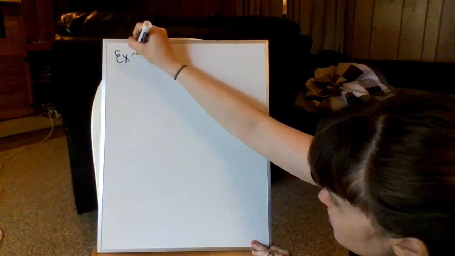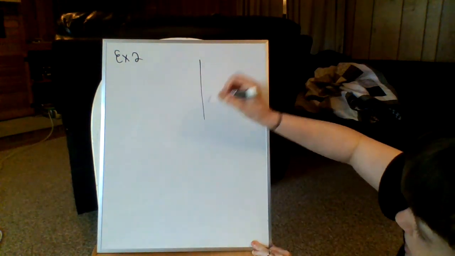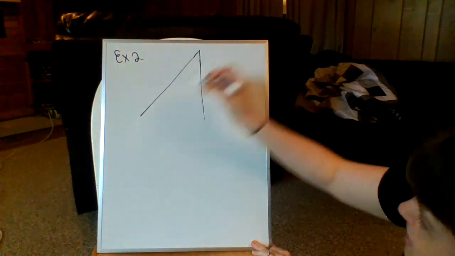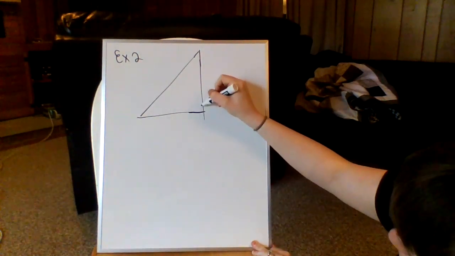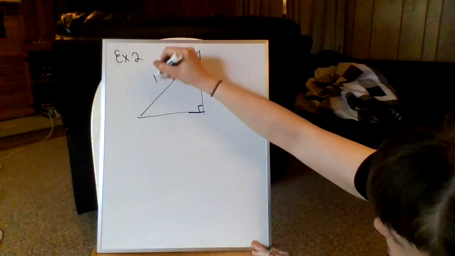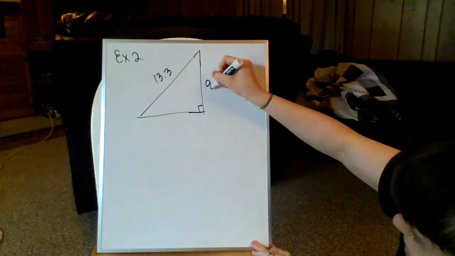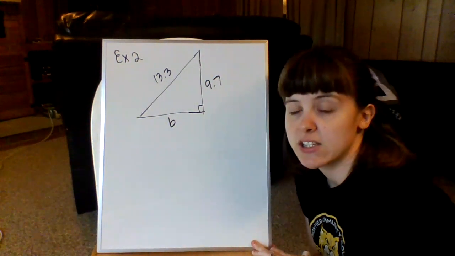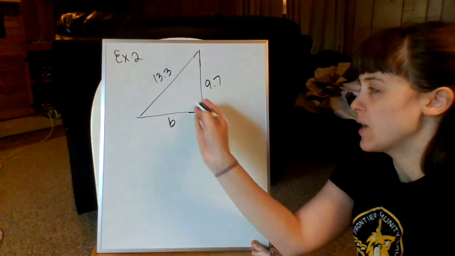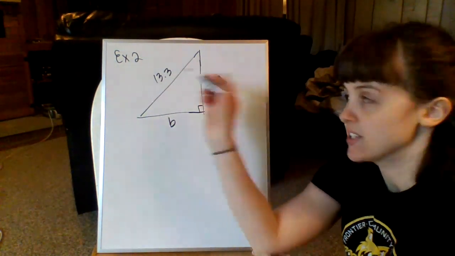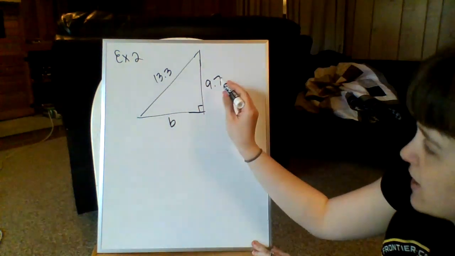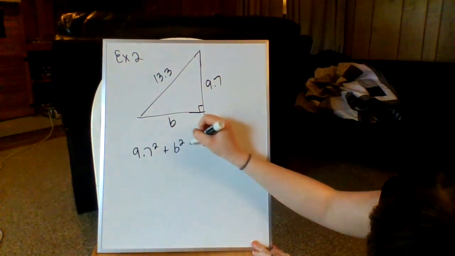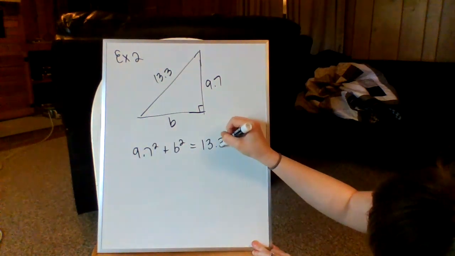Alright, so example 2 looks at something like this. Alright, so this is 13.3, this is 9.7, and we're calling this b. Alright, so for this one, remember, opposite the 90 is the biggest side, so that has to be c. So we're going to have 9.7 squared plus b squared equals 13.3 squared.